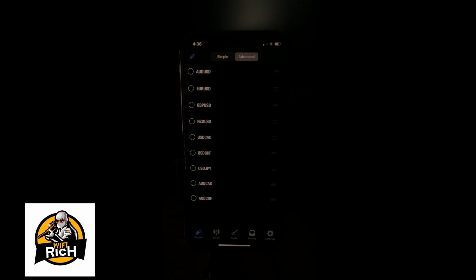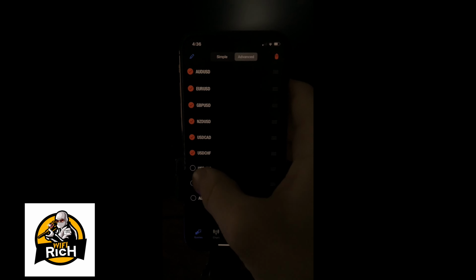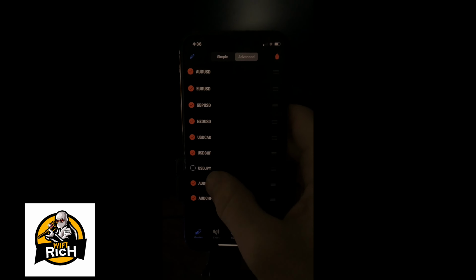So we're going to click this button at the top. You'll see the pencil sign at the top left-hand corner, and then we're just going to choose every single pair here. Oops, sorry. And we're going to delete them all. We're going to click that pencil again.